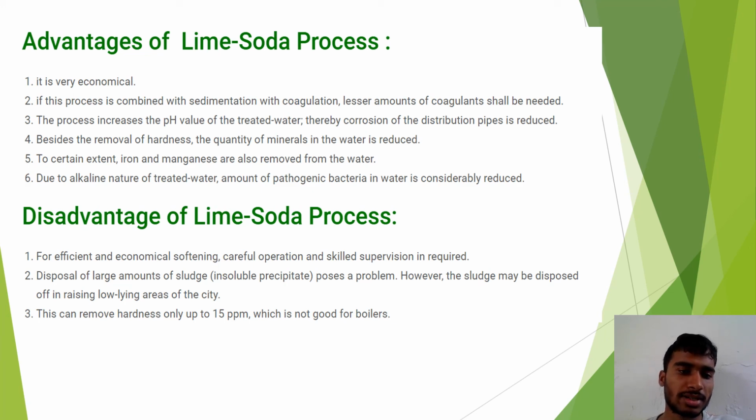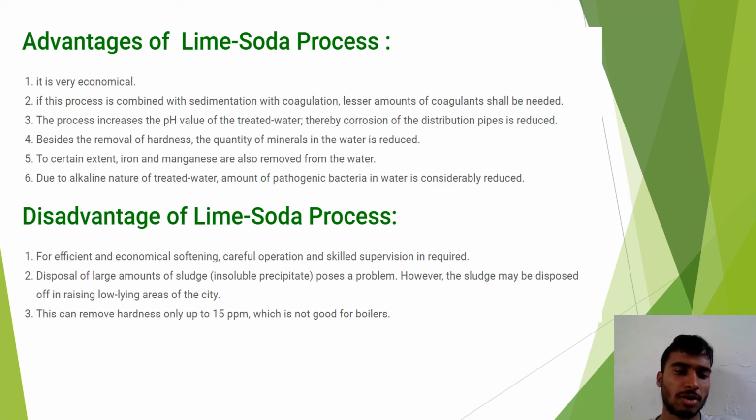The process increases the pH value of the treated water, thereby corrosion of the distribution pipes is reduced. Besides the removal of hardness, the quantity of minerals in the water is reduced. To a certain extent, iron and manganese are also removed from the water. Due to the alkaline nature of the treated water, the amount of pathogenic bacteria in water is considerably reduced.